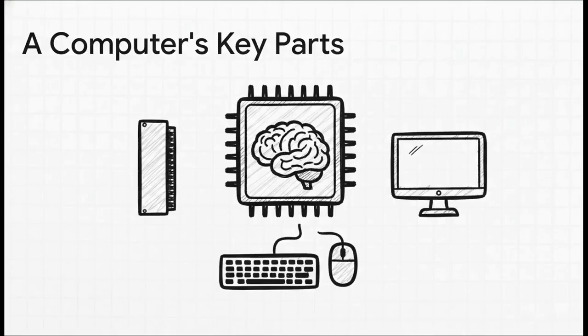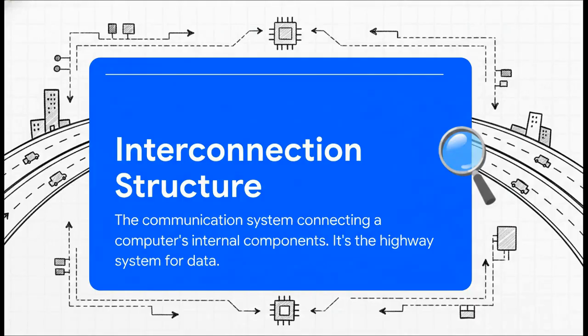Think about it. Your computer is like this super specialized team. You've got the CPU, that's the brain, the big boss. You've got memory, which is like the team's short-term memory. And then you have your input and output devices, your keyboard and your monitor. They all have their own jobs, but they're useless unless they can coordinate. And that system that connects them all? That's what we call the interconnection structure. It's literally the highway system for that digital city we were just talking about. It's how information gets from point A to point B, safe and sound.